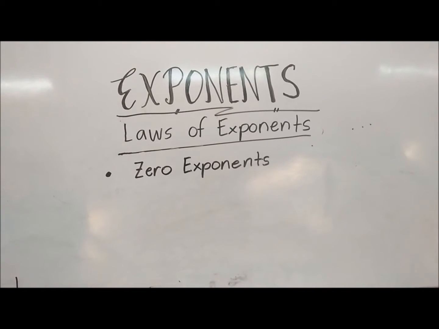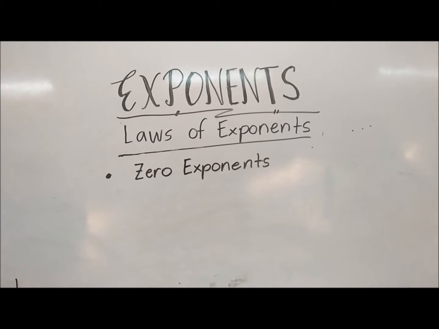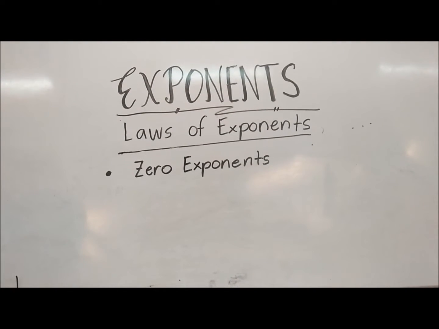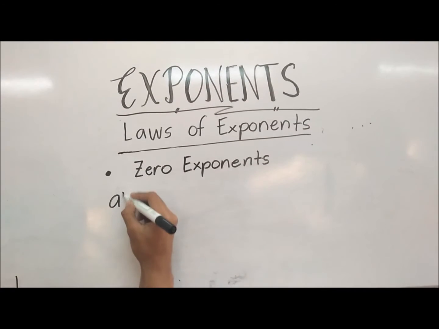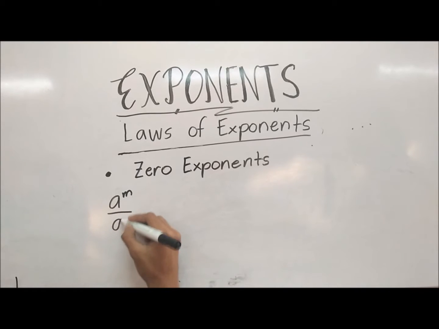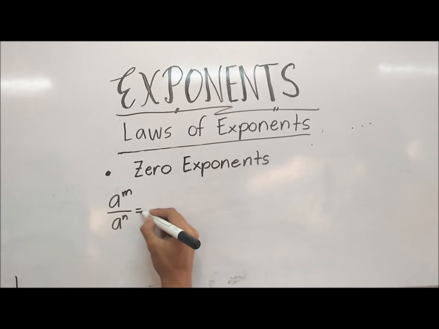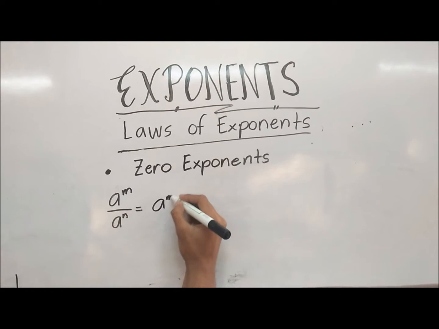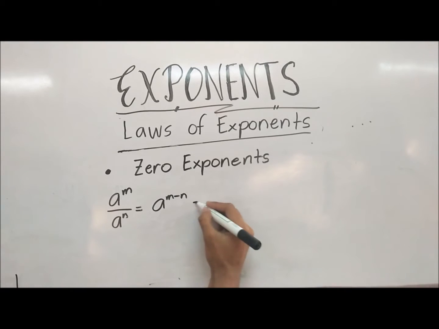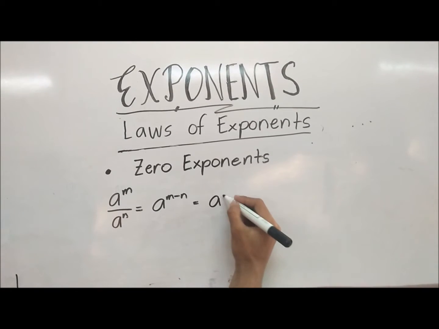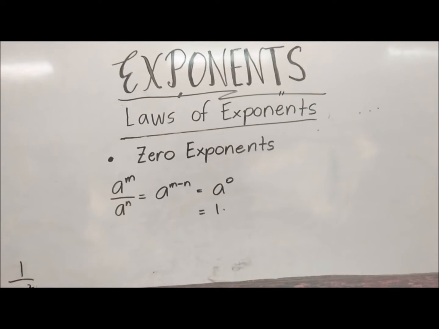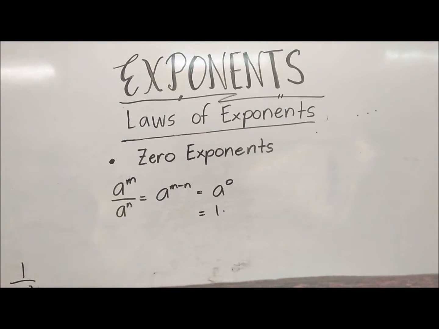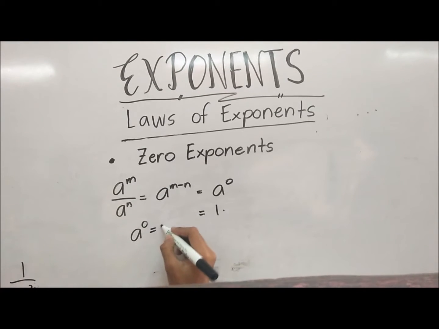However, if a is a non-zero number and m and n are equal, then the form a raised to m over a raised to n will be equal to a raised to m minus n, which is equal to a raised to 0, which is equal to 1. For any non-zero a, a raised to 0 will always be equal to 1.